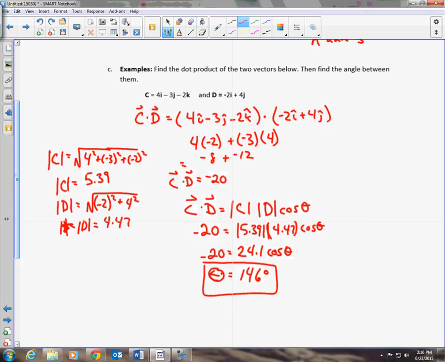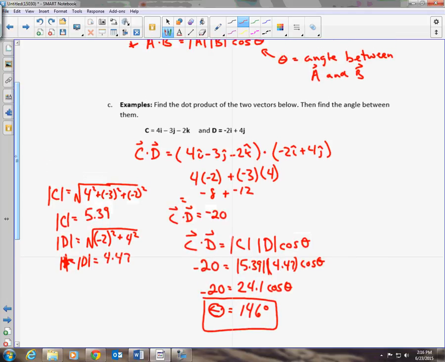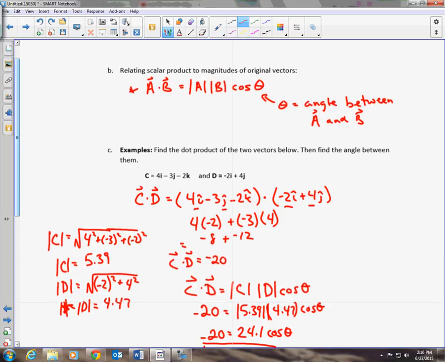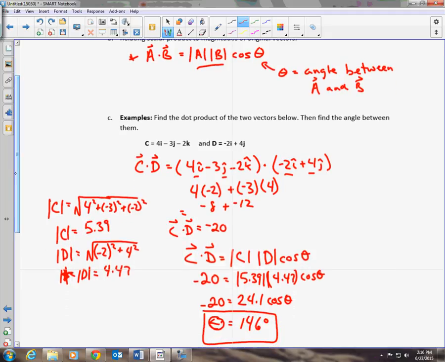So, after watching this video, you should know how to find the dot products by multiplying the i's and the j's like this. You should also know that you can use this magnitude A, magnitude B cosine theta to get A dot B. And also know that when you multiply a vector by a scalar, you're just making the vector longer or shorter.